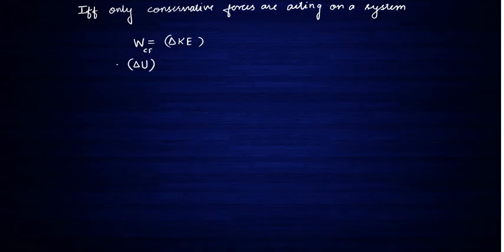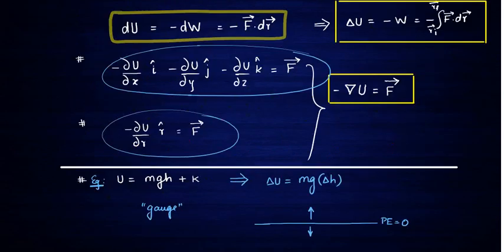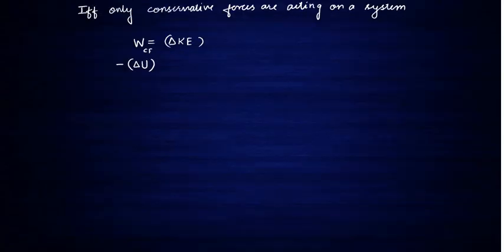Rather, it's the negative change in potential energy. Here also we have seen that it is the negative change in potential energy. See, dU is equal to minus dW, so dW is equal to minus dU. The same thing has been mentioned over here, in the definition of potential energy. So we are using the definition of potential energy here, and we get minus dU is equal to delta KE of the system.